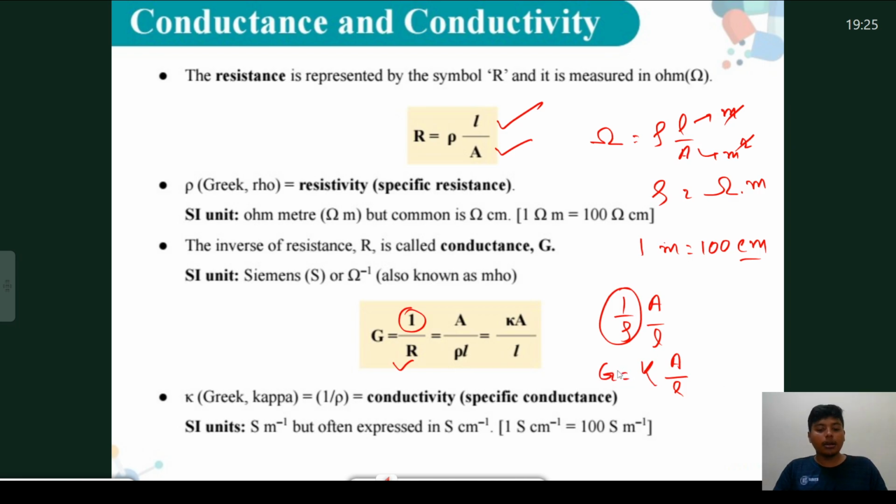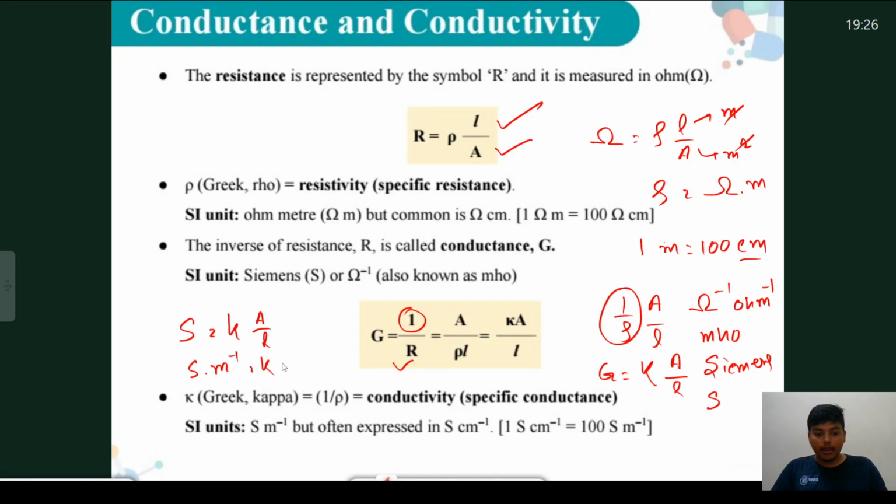So what is the unit of kappa? What is the unit of conductance? The conductance unit will be ohm inverse, also written as mho, which is ohm written in reverse. The SI unit of conductance is Siemens, written as capital S. So Siemens is equal to kappa into A by L. Understood? Now the kappa unit will be Siemens per meter, Siemens meter inverse.